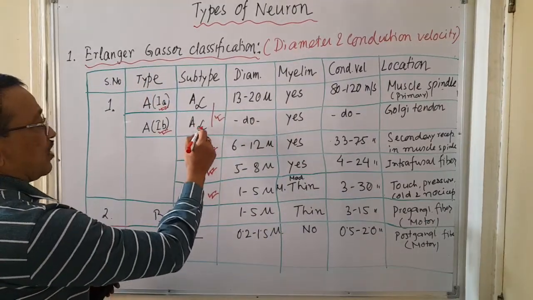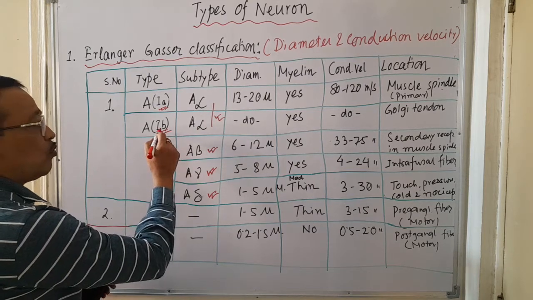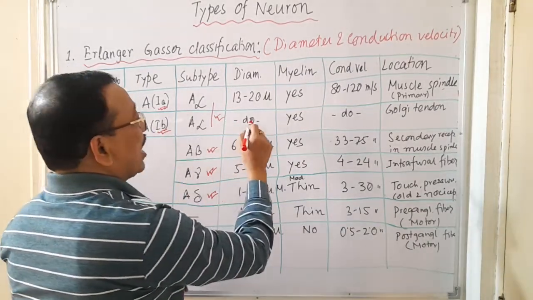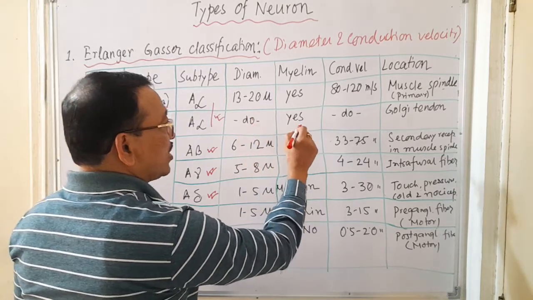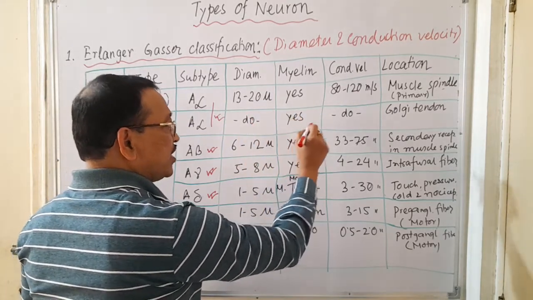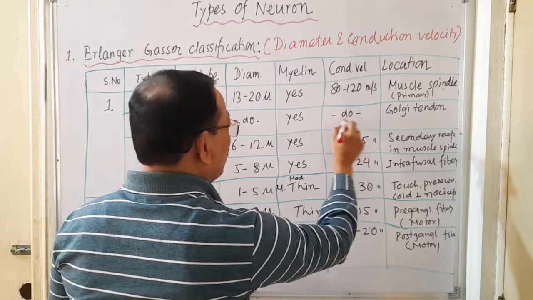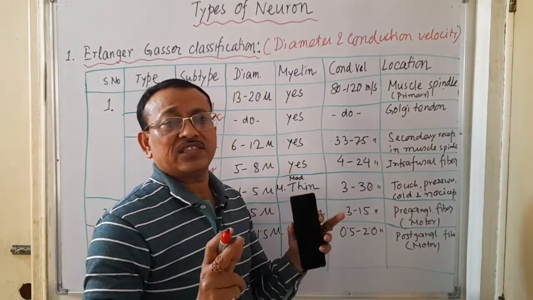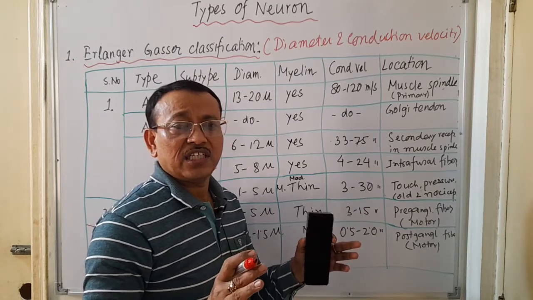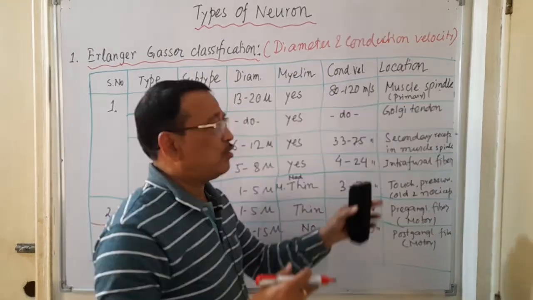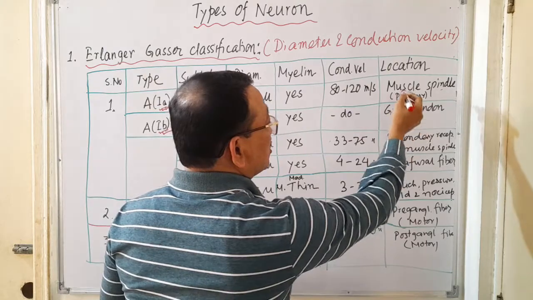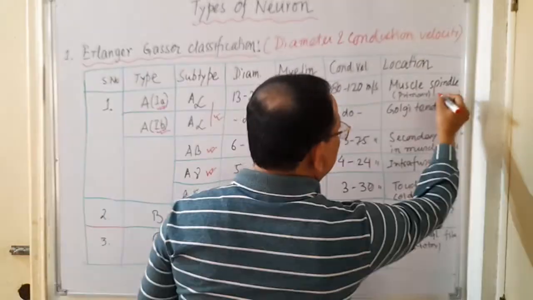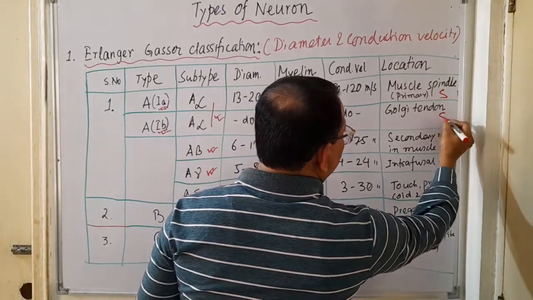The second type of alpha fibers is known as group 1B fibers. These have the same diameter, the myelin sheath is present, and the conduction velocity obviously will be the same. These are present at the Golgi tendons, at the joints. In the joints, in the Golgi tendon part, these fibers are there, and these are also sensory.